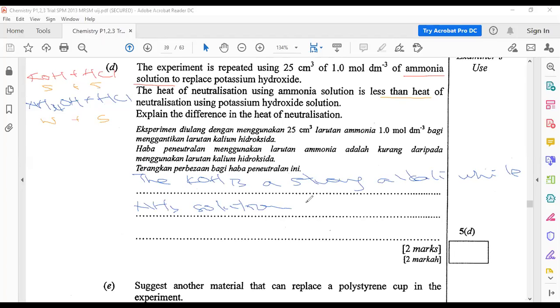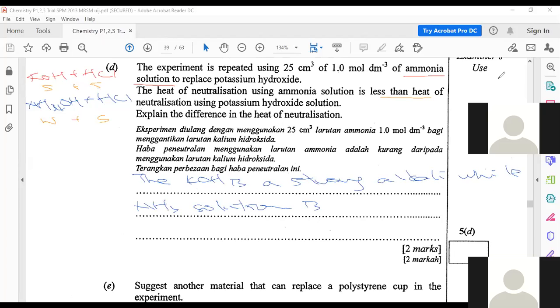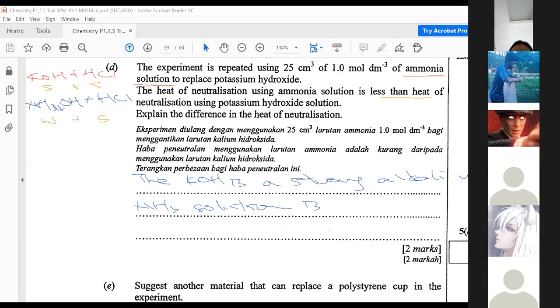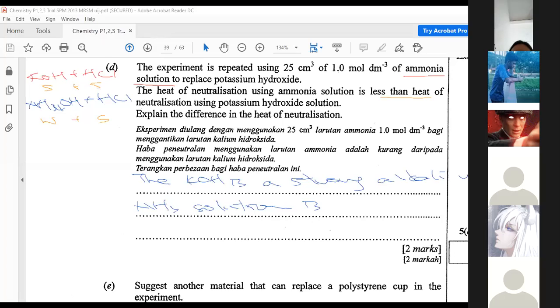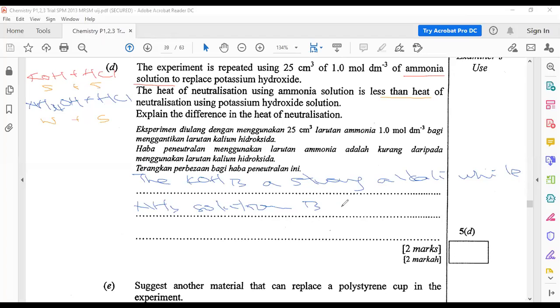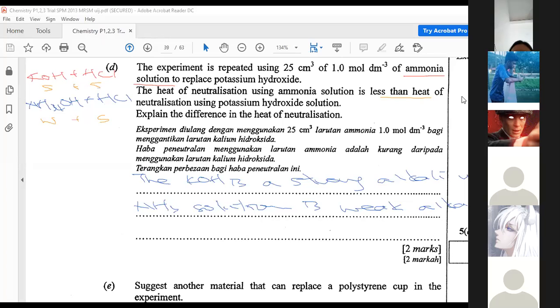Okay, who agrees with this? Show me a like if you agree with this. Okay, good. This one is a weak alkali. Now, what should be the sentence that we are going to talk about next? Who volunteers? When you write this, you get 1 mark already. Now, who volunteers to tell me the next sentence?